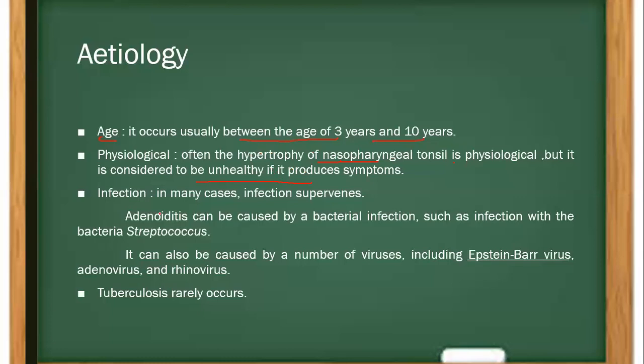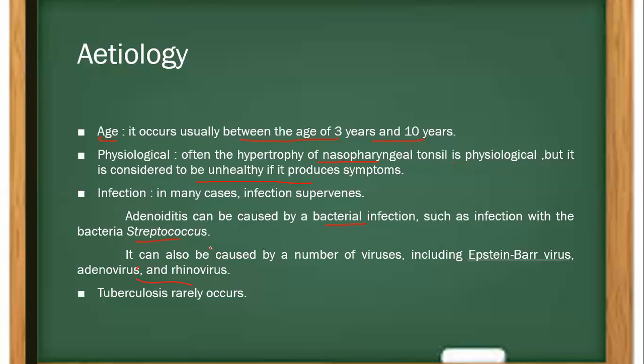Okay. Infection: in many cases, infection supervenes. Adenoiditis can be caused by bacterial infections, such as infection with the bacteria Streptococcus. Bacteria are one of the main causative factors. The main bacteria responsible for causing adenoiditis is Streptococcus. It can also be caused by a number of viruses including Epstein-Barr virus, adenovirus and rhinovirus.